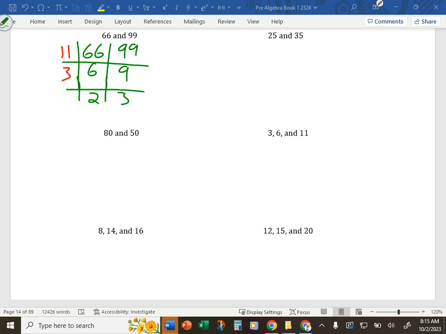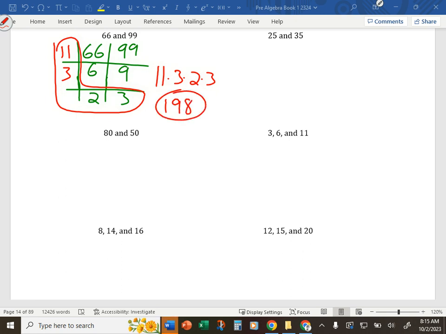Ethan, what do we do now? Take the L. Right? 11 times 3 times 2 times 3 is 198, which is the least common multiple. Okay? And this is why it's important to show work also, right? So you can see how we get to that answer.